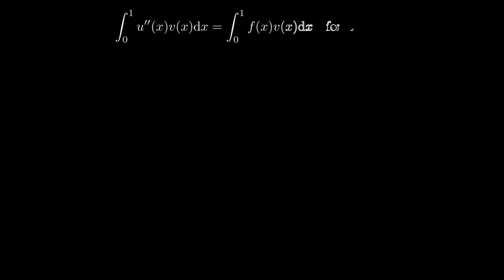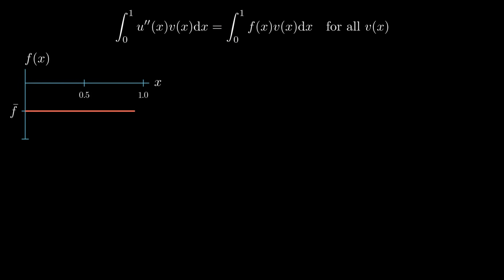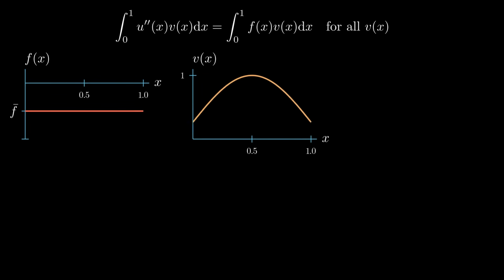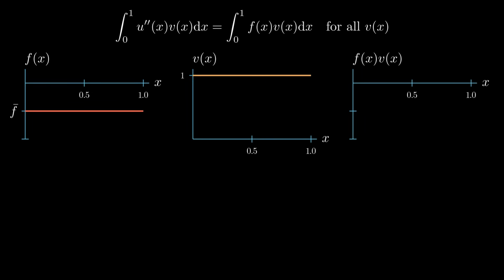Let's take a look at the weak formulation. And let's focus on the right-hand side of the equation first. The function f of x is given. We have assumed that it takes a constant value f bar. The test function v of x is arbitrary. The weak formulation must hold true for all test functions that we could think of. So we can choose any shape for the test function here. But let's choose a test function with a constant value of 1 for now. Next, let's plot f times v. Multiplying two functions is a pointwise operation.